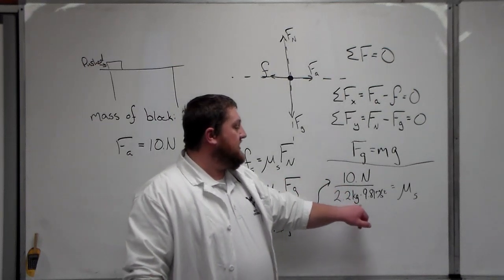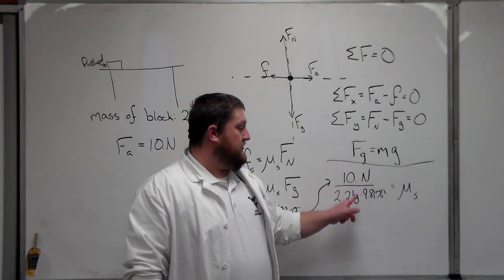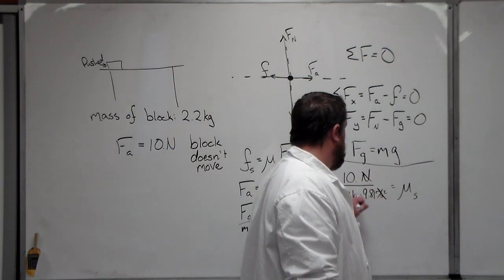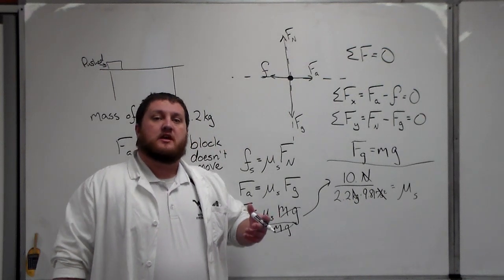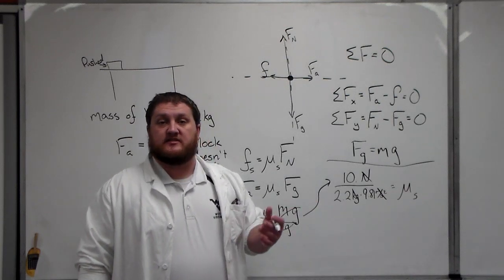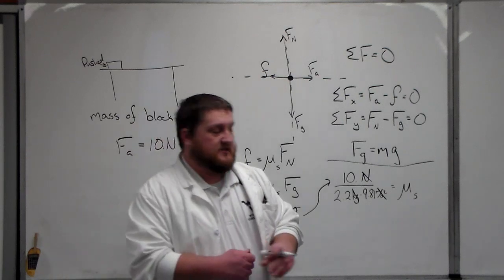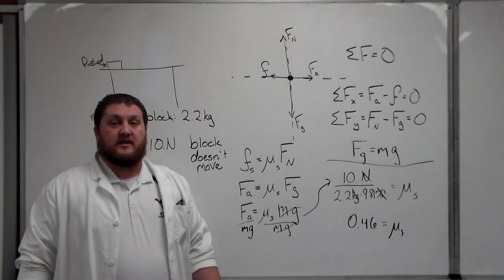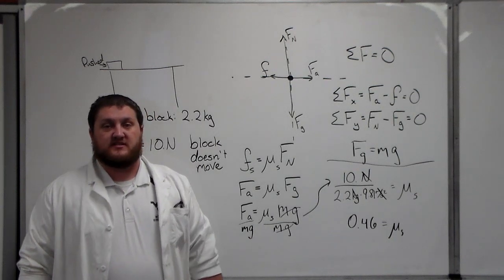Checking my units, I recognize that kilogram times meter per second squared is the same thing as a newton. So I have a newton divided by a newton. Those cancel out. You'll notice that there are no units in this. Mu is a unitless value. Now we can plug this into a calculator and solve for mu. Once we plug this into a calculator, we will get 0.46. In this scenario, the coefficient of friction is 0.46.